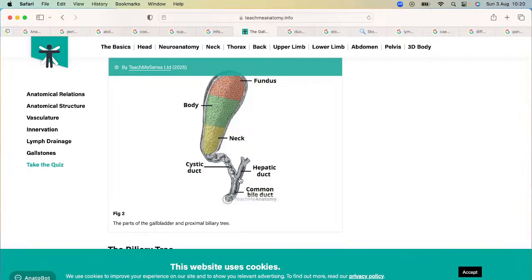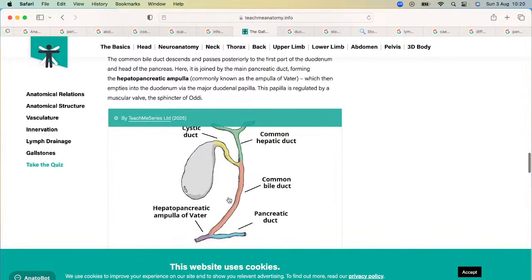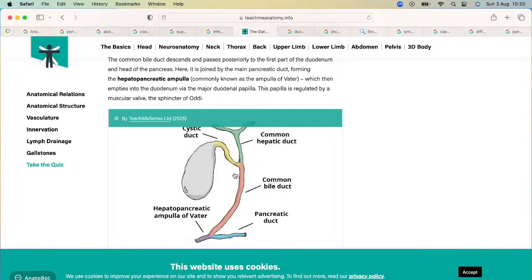Joined together they form the common hepatic duct, and then once the cystic duct emerges and joins the common hepatic duct, the common bile duct is formed. Now the common bile duct has different parts that you need to be familiar with. If you are asked to draw the different parts of the common bile duct, you need to name them as the supraduodenal part, the retroduodenal part, and then the pancreatic part.